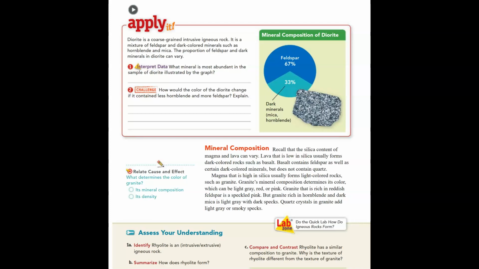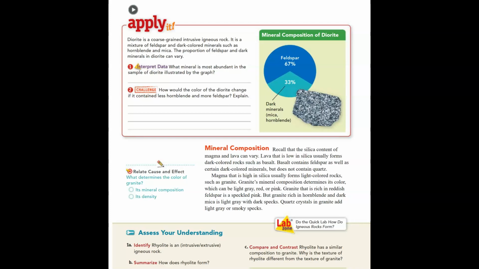Granite's mineral composition determines its color, which can be light gray, red, or pink. Granite that is rich in reddish feldspar is a speckled pink. But granite rich in hornblende and dark mica is light gray with dark specks. Quartz crystals in granite add light gray or smoky specks.